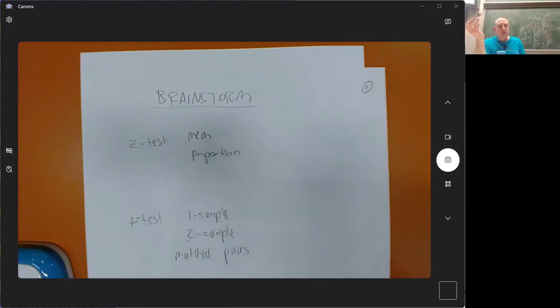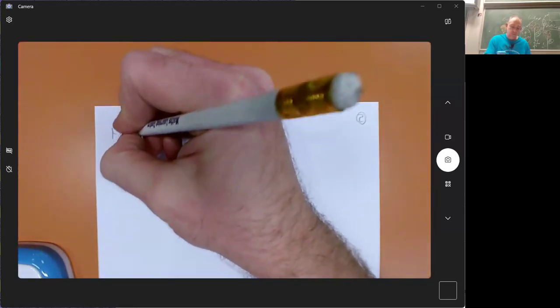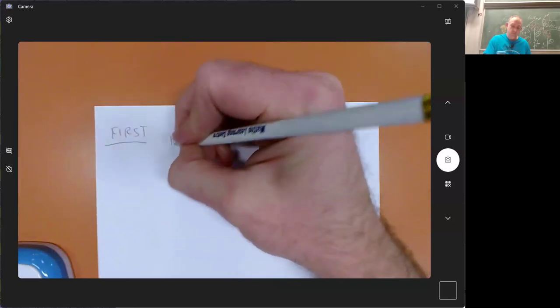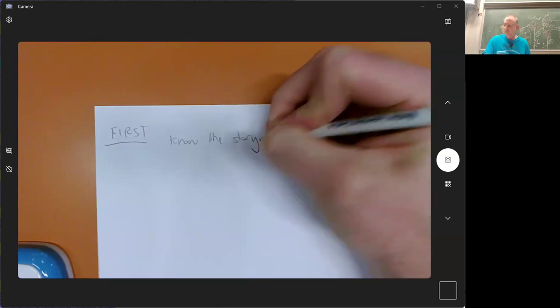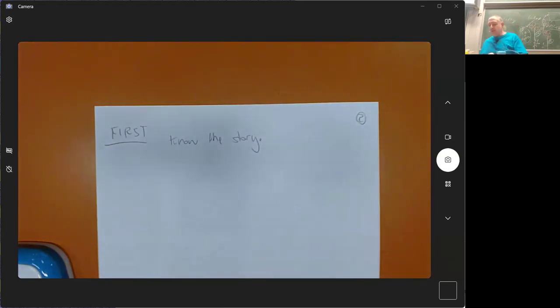And so the very first thing that you need to do to make a decision about what to do with statistics is to know the story. Without the story, nothing will make sense. And they always ask you at the end of your exam question to interpret the results in context. And without the story, you can't know the context as well.